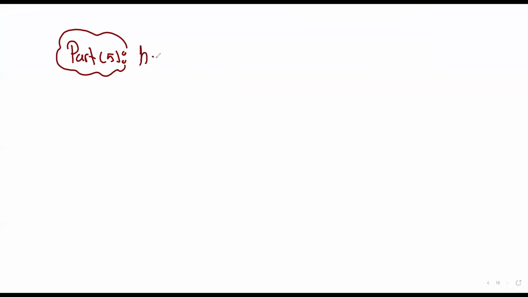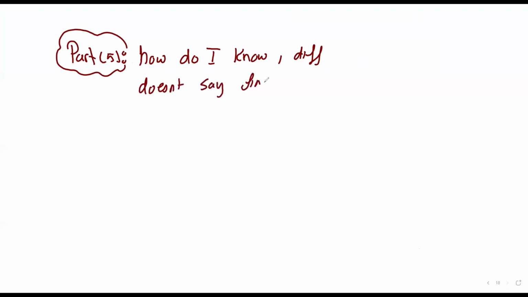How do I know that this question is related to differentiation if the question doesn't say find dy by dx? Okay. How do I know that? Because this is the problem that happens: as long as the question says find dy by dx, then the students are good to go. But what if the question doesn't say, and how do I know that this is a question related to differentiation if the question doesn't say find dy by dx?